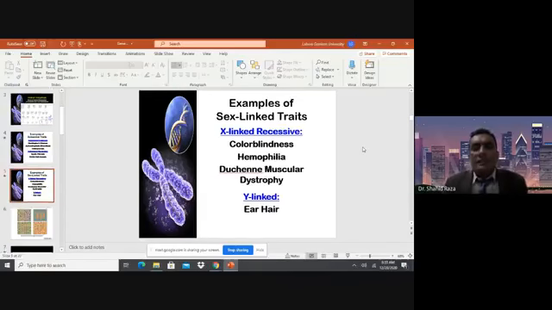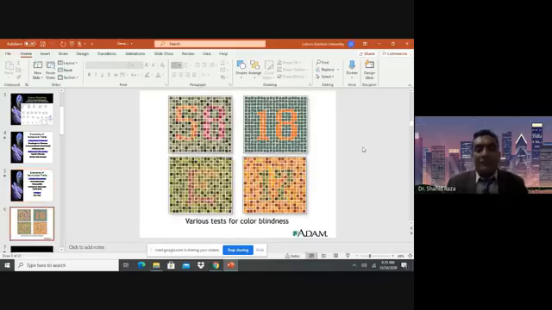Examples of sex-linked traits: X-linked recessive traits include color blindness, hemophilia, and DMD. These are good examples of X-linked recessive traits. And then there are also Y-linked traits.